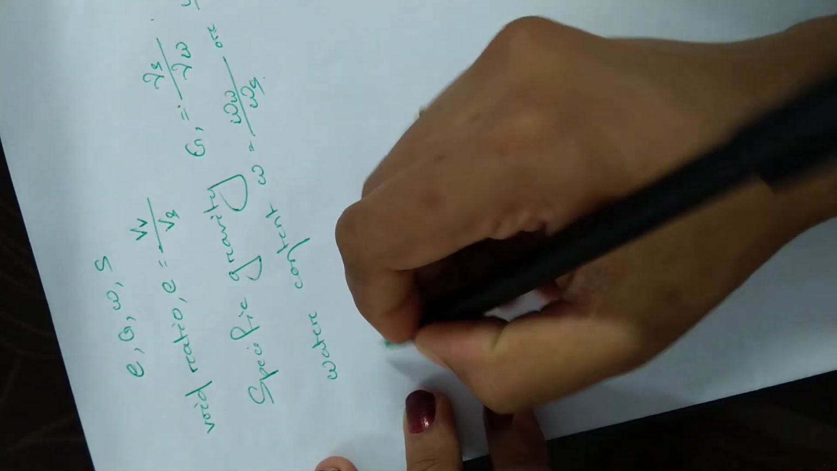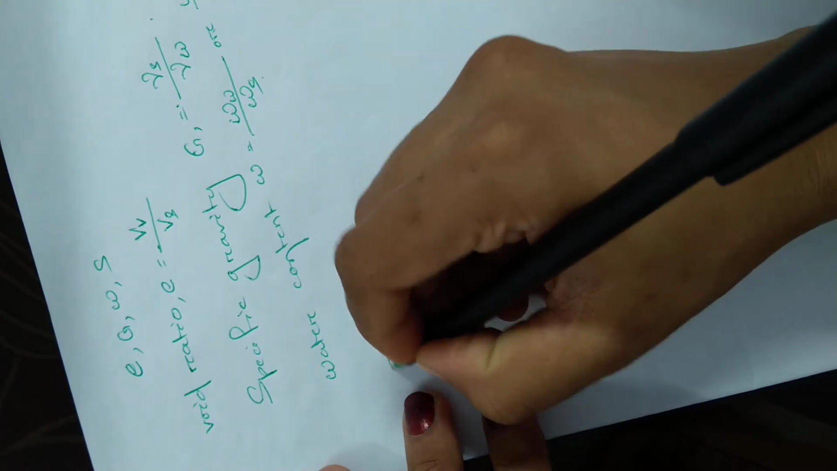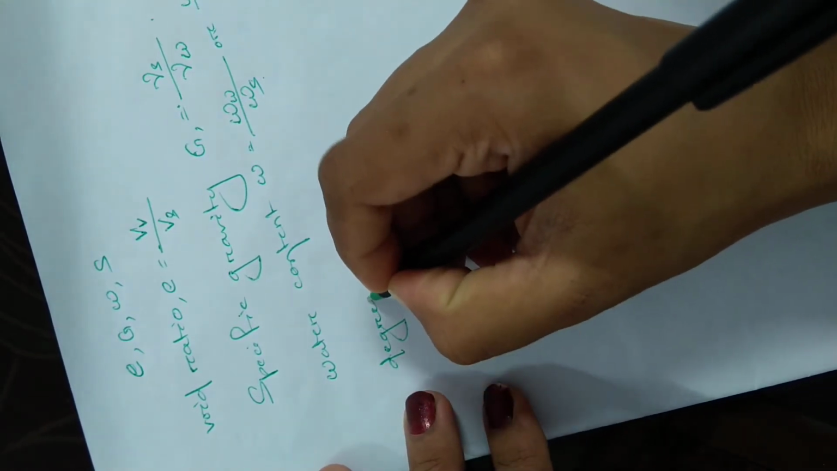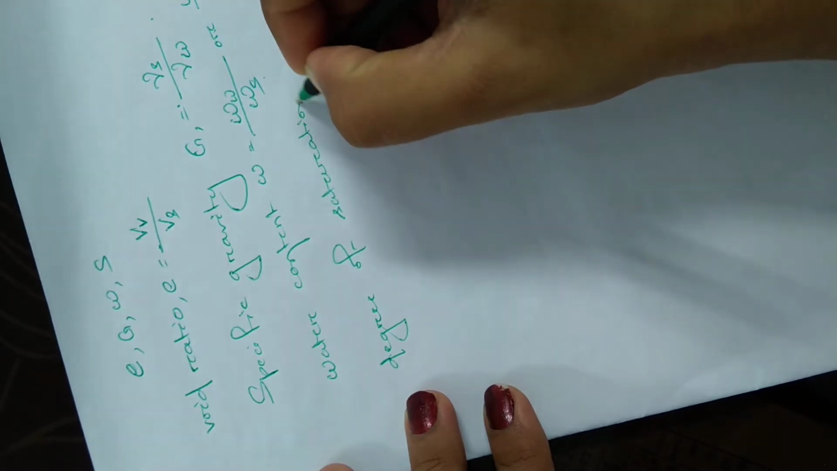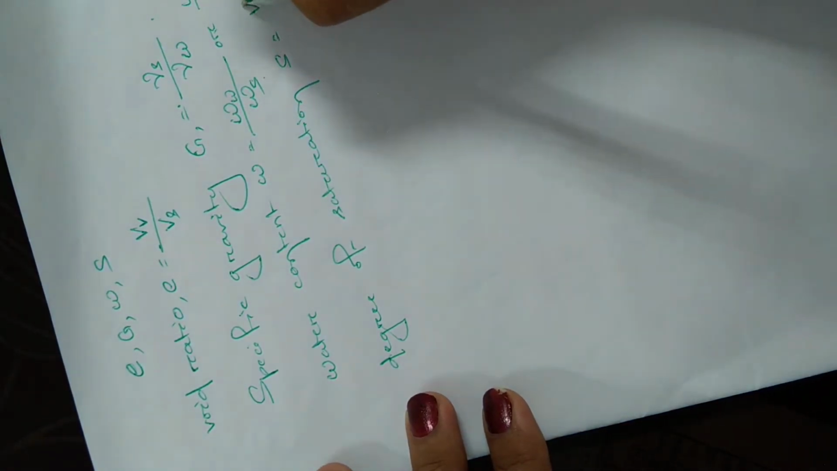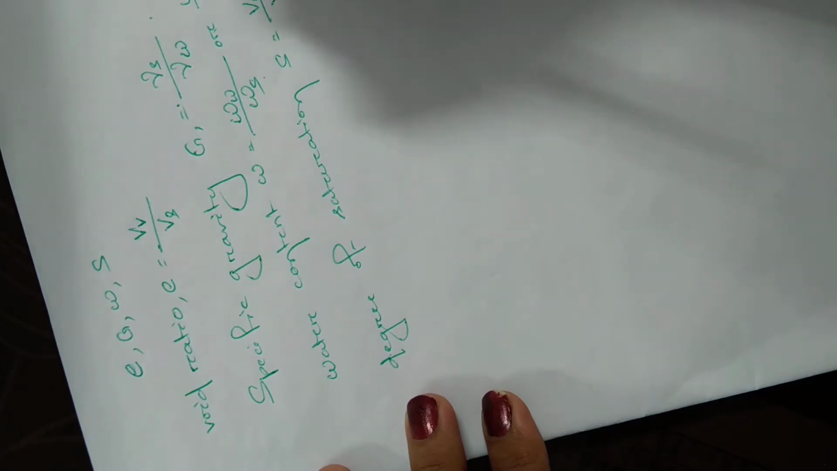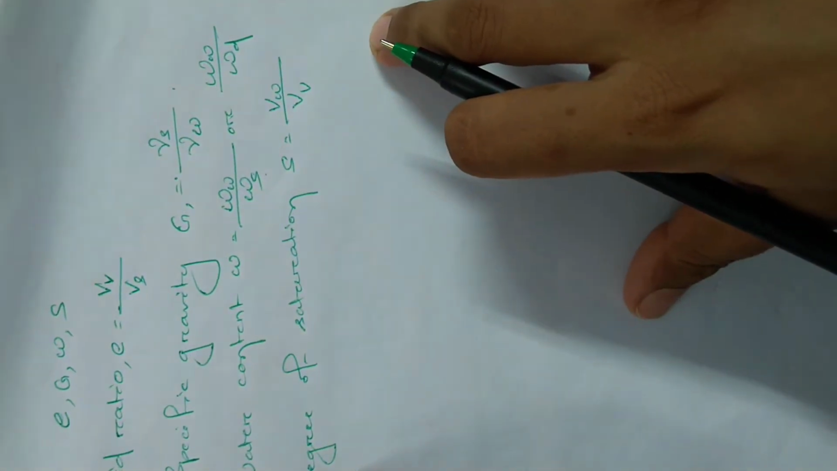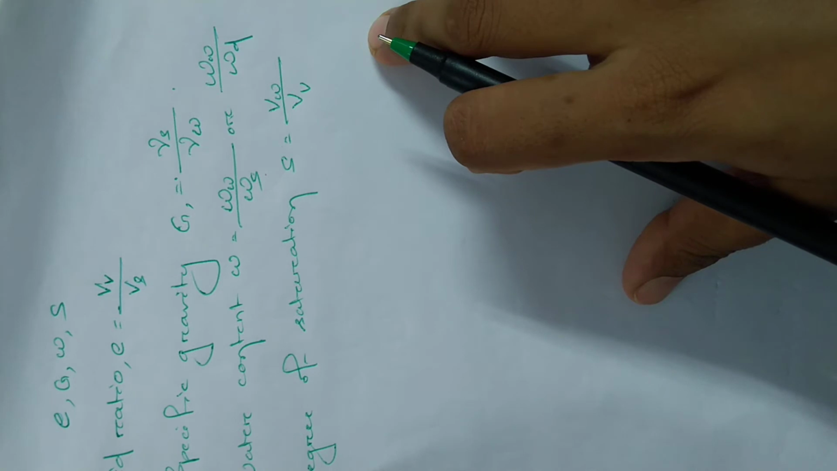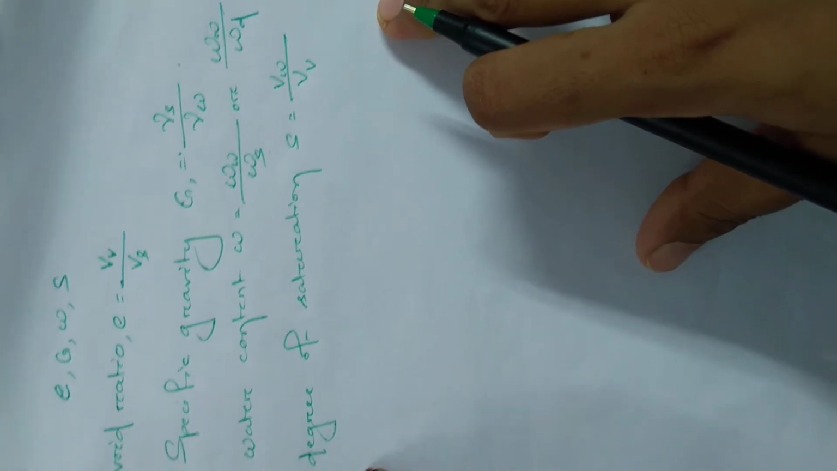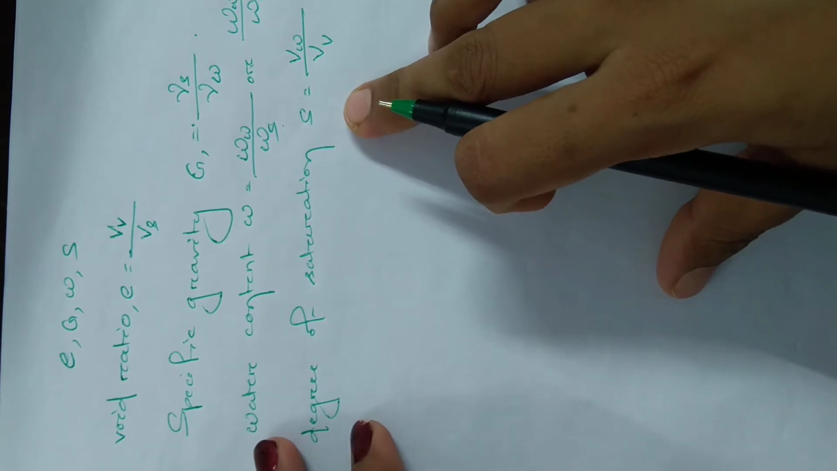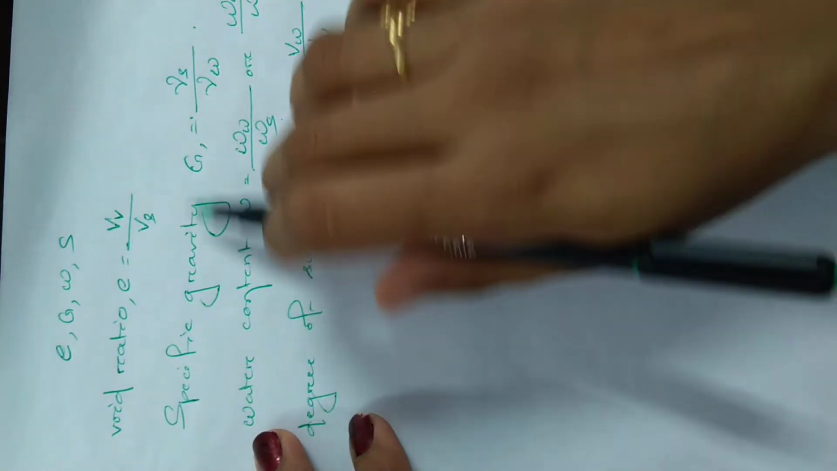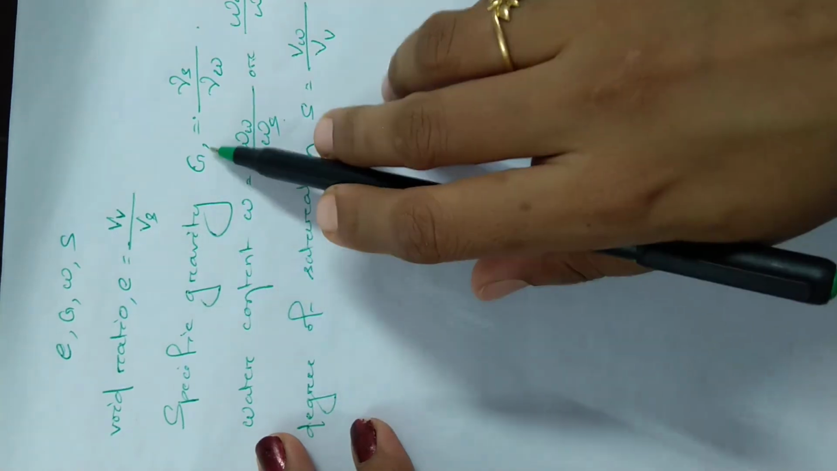The next symbol is S, which is the symbol for degree of saturation. Degree of saturation S is Vw by Vv, that is what is the volume of water out of total volume of void. This is known as degree of saturation. Now we are going to establish a relation between these four parameters E, G, W and S.